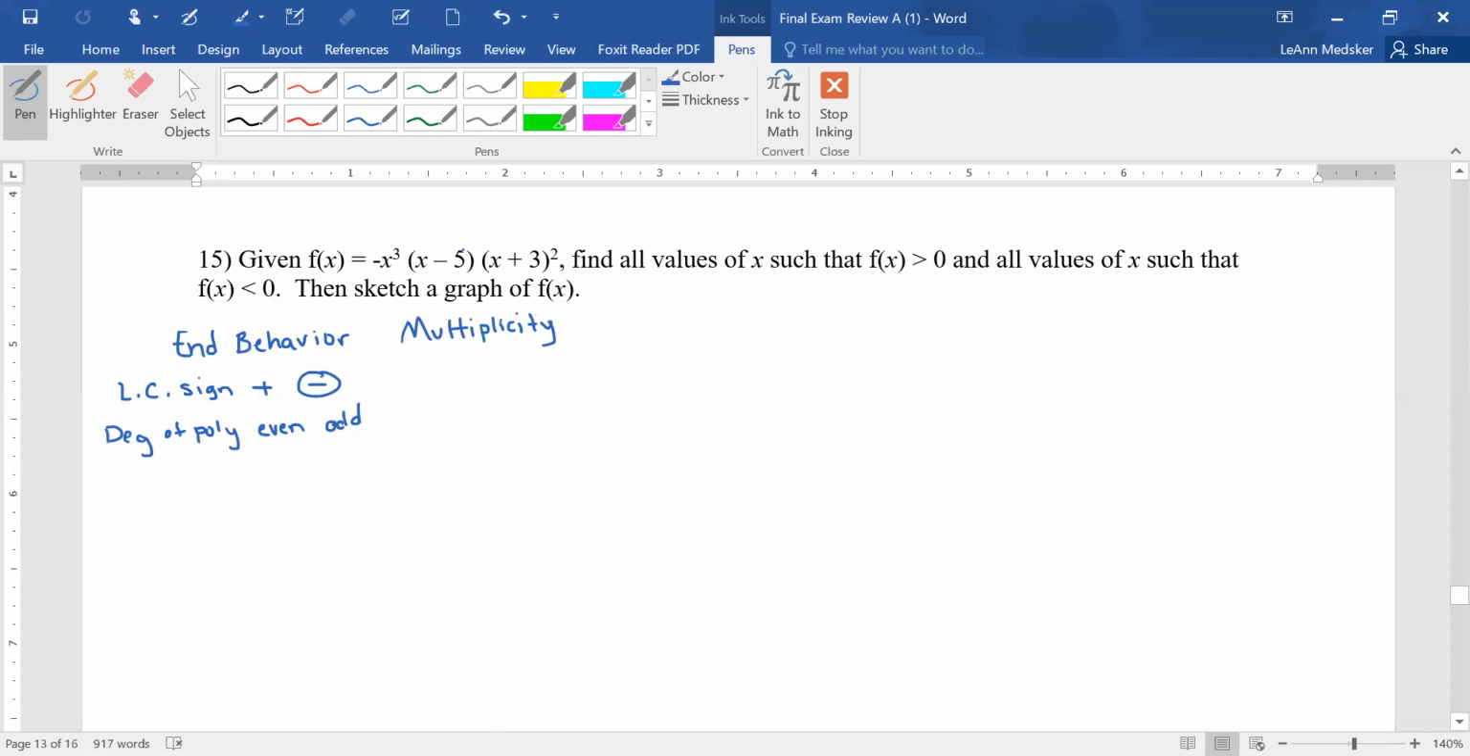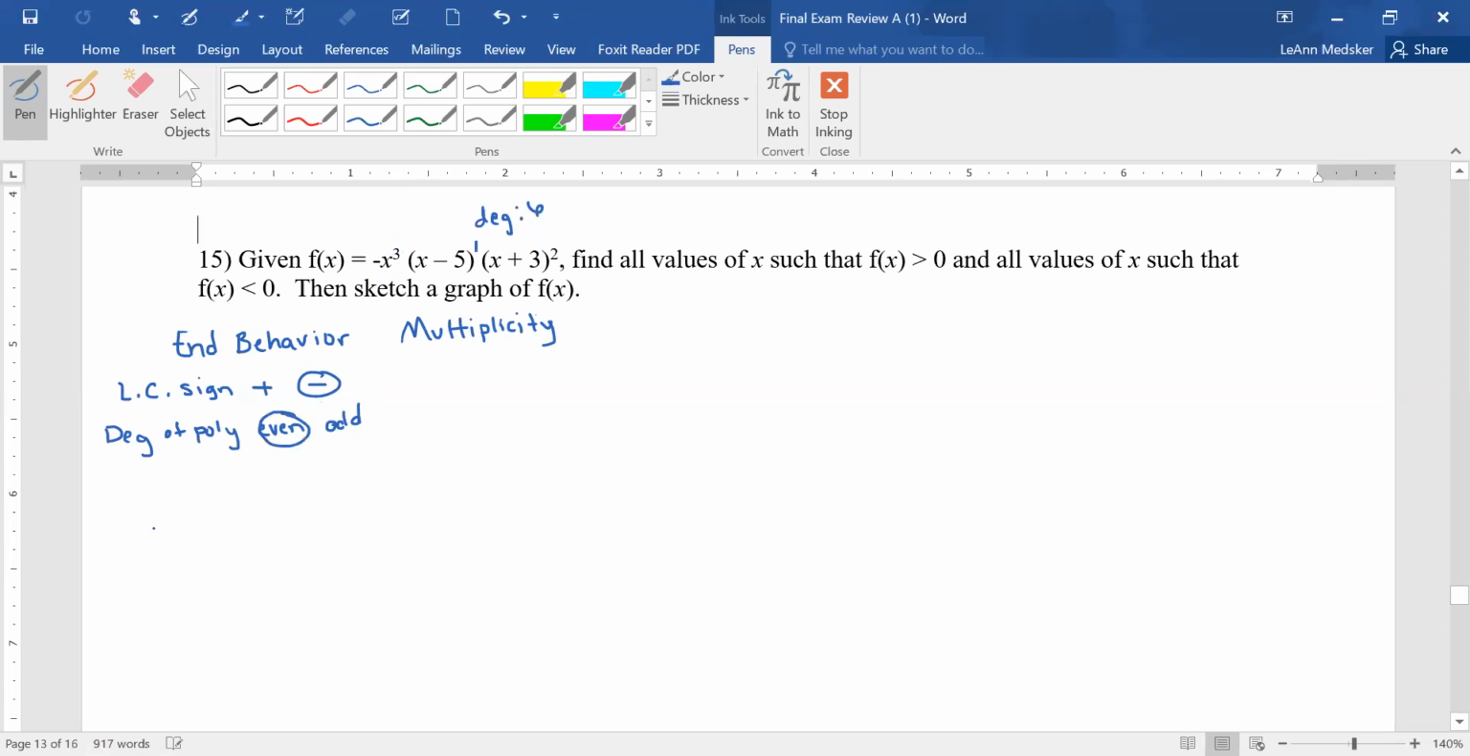To figure out your overall polynomial degree when you're already in factored form, you just need to think about, if I FOILed all this out, what would be the biggest x power I would get? You get a 3 here. This is to the first, so that's just going to give us 1x. This is squared, so that's going to give us an x to the second if we FOILed it out. So this is 3 plus 1 plus 2, which is 6, which is an even number.